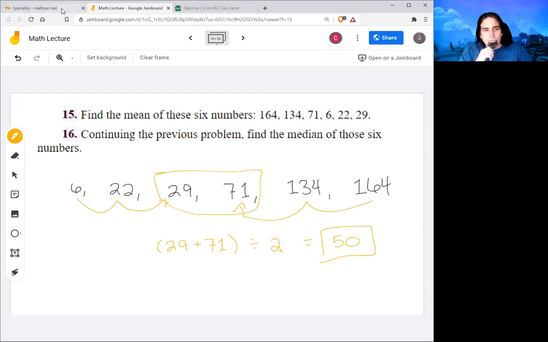Okay, and that's all of mean, median, and mode. One of them you add them up and divide by how many. The other you pick the middle of the list, or if there's a tie for middle, add them up and divide by 2.